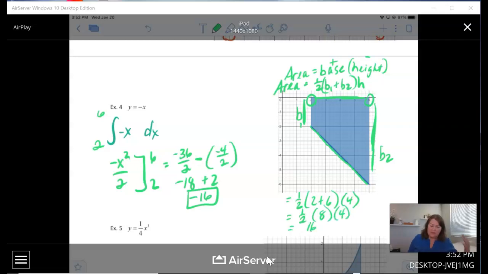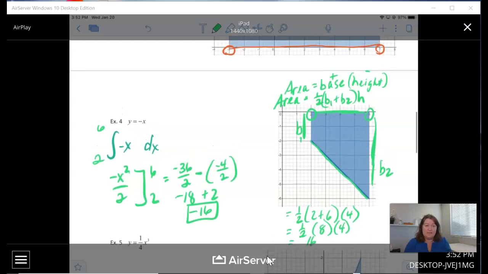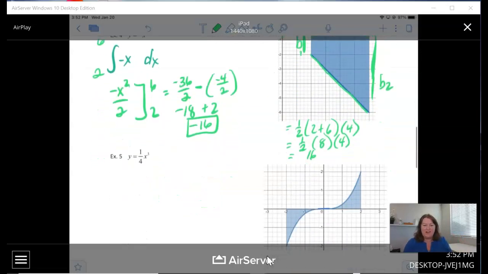Now I'm used to doing geometry areas, right? So I didn't even worry about pluses or minuses. So it's looking like that would be a 16. So the negative is just indicating that's below the x-axis, right? That I have a base that's positive and a height that just happens to be negative. Awesome. All right, our last one.